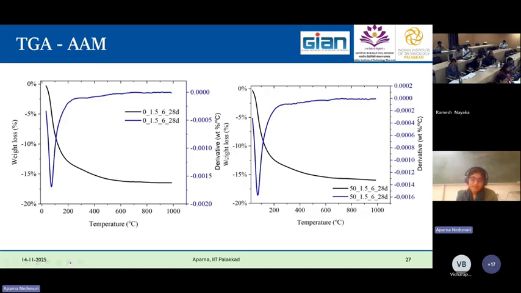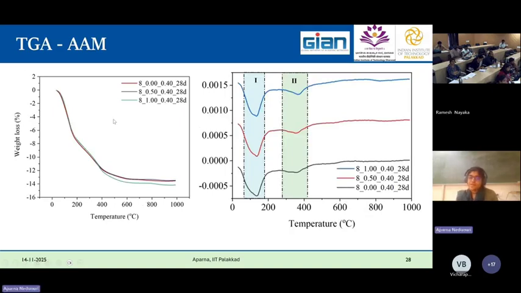We can see the amount of hydration products might have changed, but not the type of hydration products. That is the initial understanding of this particular system, because we are not seeing any new weight loss at a different temperature. We are only seeing a change in the total amount of weight loss at a particular temperature region.